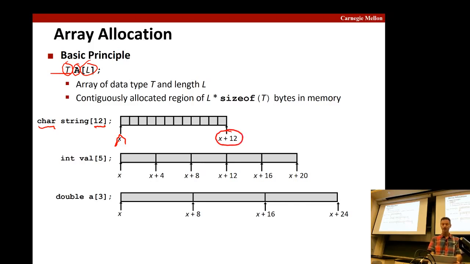Okay. Another example, we have ints. So ints are 4 bytes, and so each of the elements is going to account for 4. And there's 5 of them, so that's how we get all the way from X to X plus 20. And doubles are, since they're 8 bytes, and there's 3 of them, you'll get up to X plus 24. Okay? Well, what about this one?